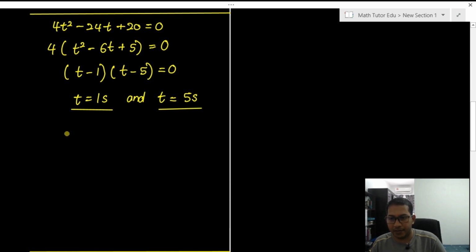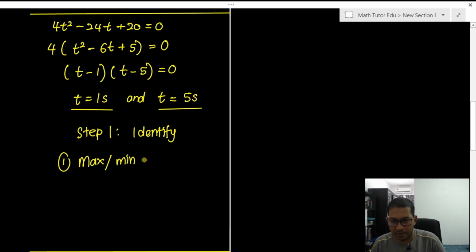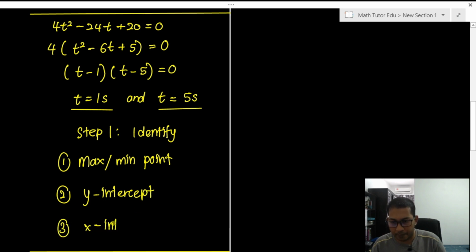Okay, let me write the summary of this step 1. Step 1: identify the max or minimum point, the y-intercept, and then the x-intercept. And number 4 is actually the range.